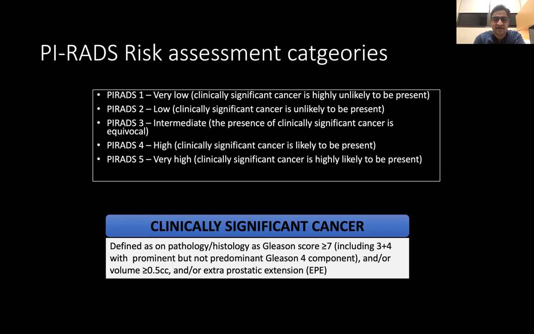Clinically significant cancer is defined on pathology or histology as a Gleason score of 7 or more, and/or volume of 0.5 cc or more, or extraprostatic extension. So this is what we're trying to find.